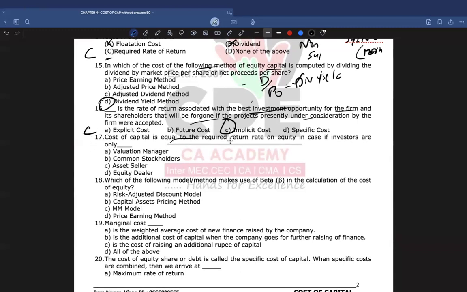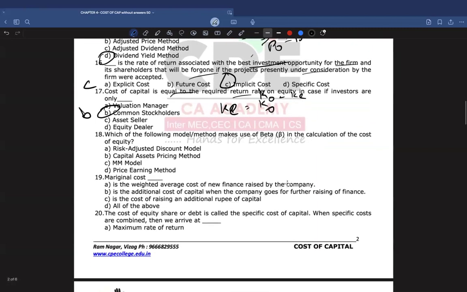Cost of capital is equal to the required rate of return on equity in case investors are only, so KO is KE when, he is asking. Only equity, that is, if there are only common shareholders or common stockholders, then KE will be equal to KO. Which of the following model or method makes use of beta in the calculation of cost of equity? So CAPM model, RF plus RM minus RF into beta. So answer is B.